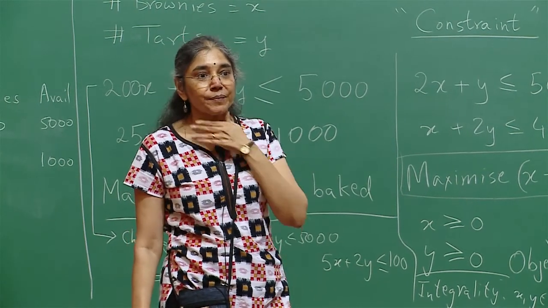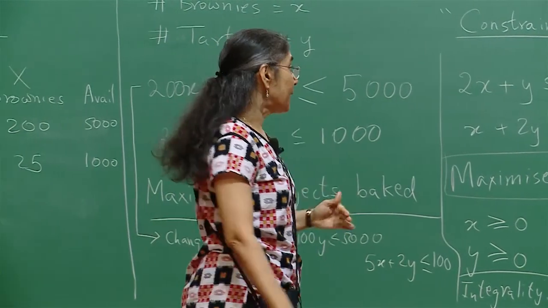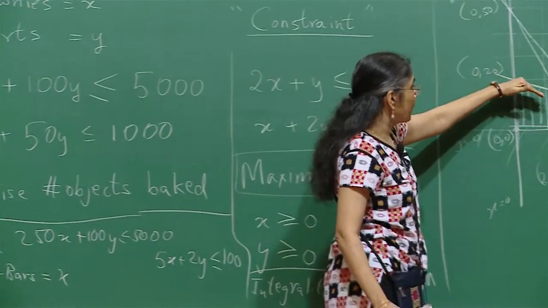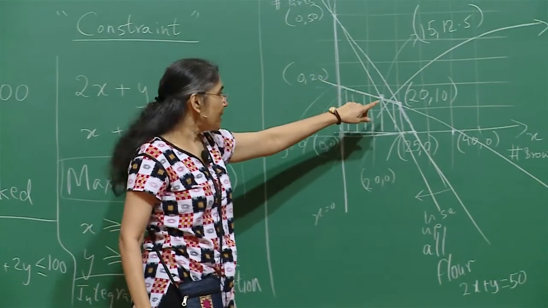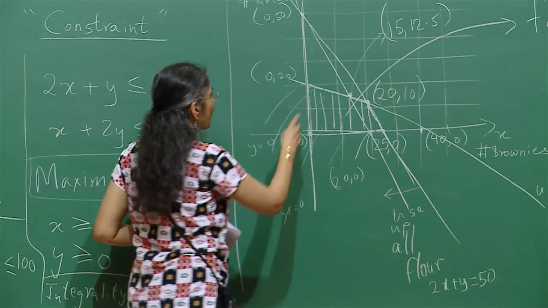Okay? Well, one thing which you could do is to evaluate it along the boundaries. Not just at the corner, but at the integer points on the boundary.